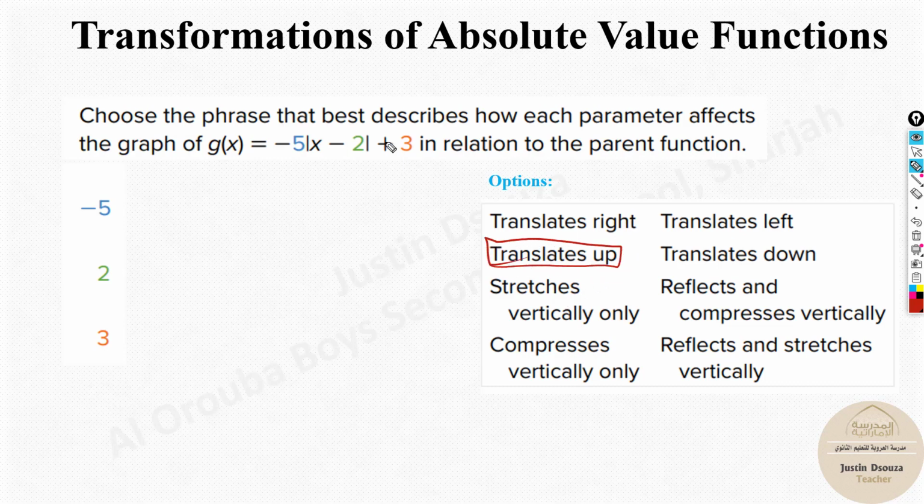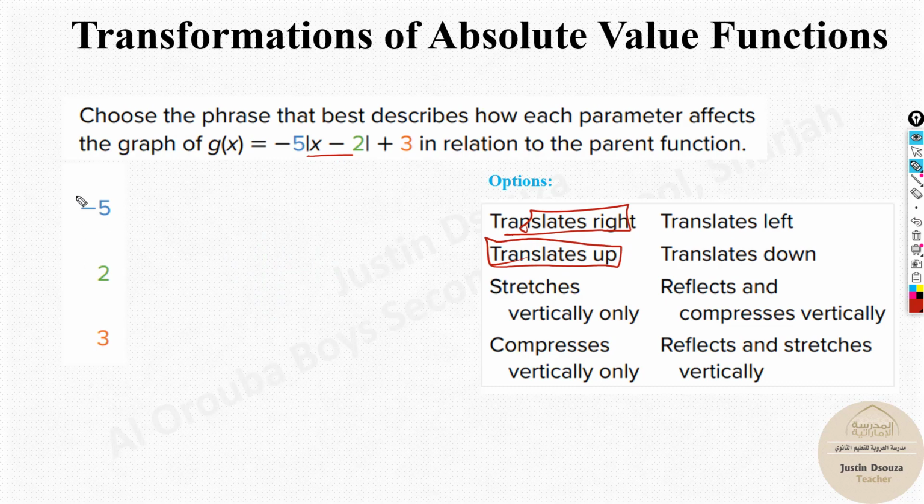Up by 3 units. Now this next one, go over here, -2. What about this -2? So it's just 2, okay? When you see -2, it's always right. Okay, so only 2, this is right. It translates right. Why? Because if you see this, x - 2 would mean it's going to the right. If it was +2, then it would go to the left. So that would be the answer over here.